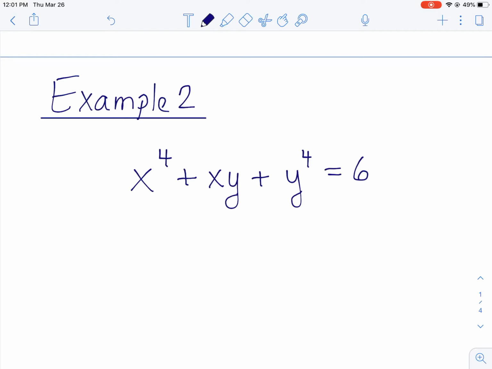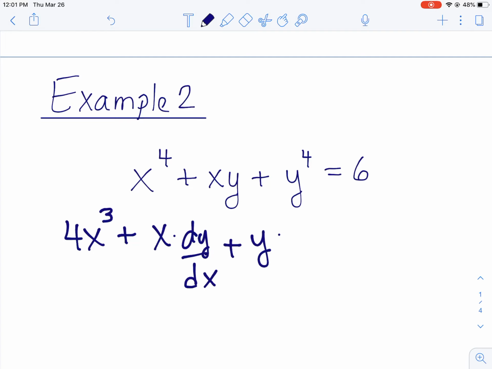So x to the fourth, well, that's easy. That's 4x to the third plus, now xy is a product, so I need to do the first, which is x, times the derivative of the second. The derivative of y is dy dx. Plus the second, which is y, times the derivative of the first, which is just 1. Plus, now I take the derivative of y to the fourth, that's going to be 4y to the third, and because it's a y, we add on that dy dx, equals, and the derivative of 6 is 0.